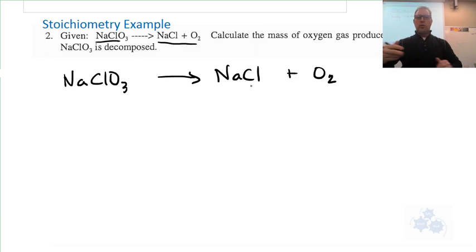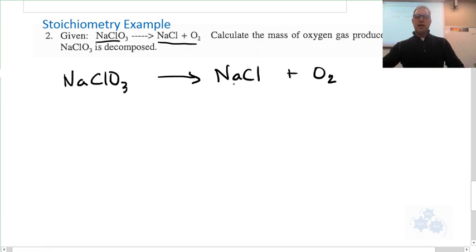So is it balanced? Well, we have one sodium on this side. We have one on this side. I have one chlorine on this side. I have one chlorine on this side. I have 3 oxygens, and I have 2 oxygens. That's not going to be any good, is it? So let's balance our oxygens.